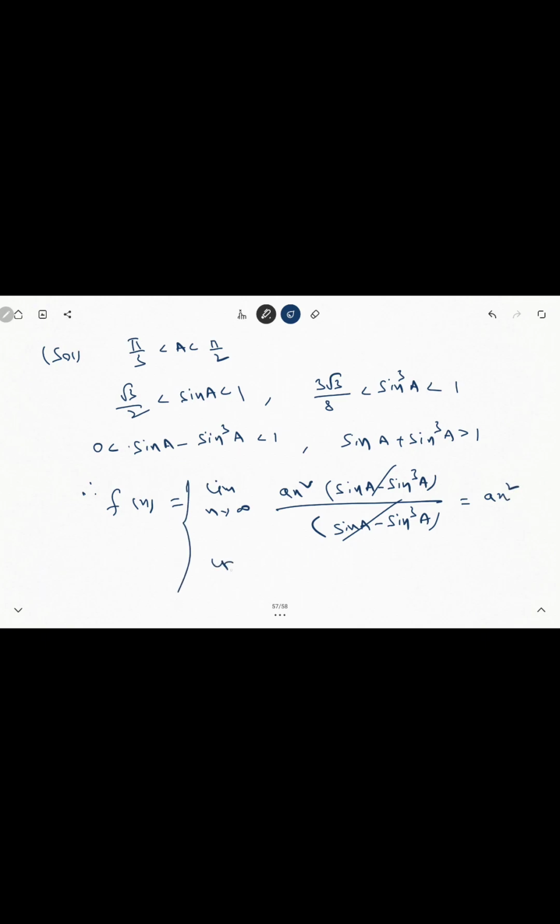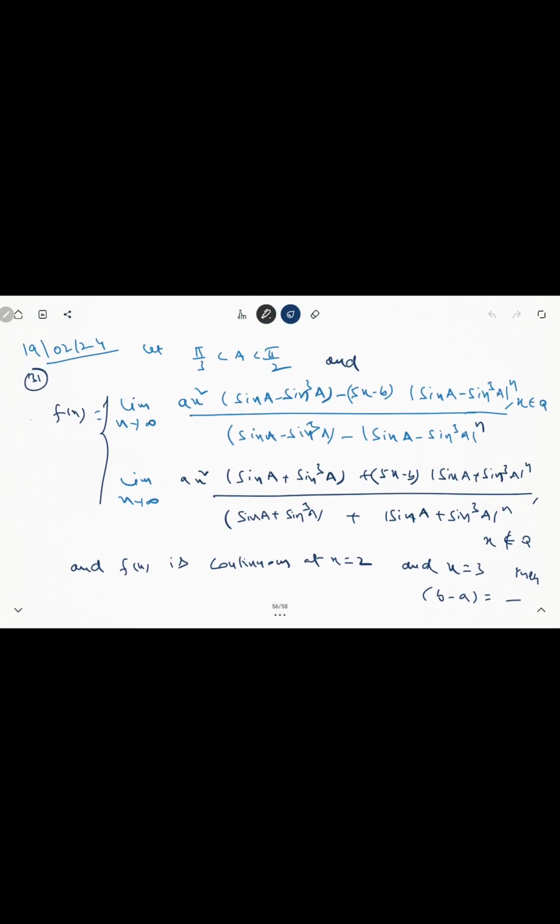Similarly, tell me what is the second case. It is for x belonging to the rational numbers. Limit n goes to infinity. Now tell me, a value more than 1 to the power infinity is infinity. Therefore what to do? In this second case, you take out common this one, sin a plus sin cube a, power n should be taken out. Then we are getting only 5x minus b.